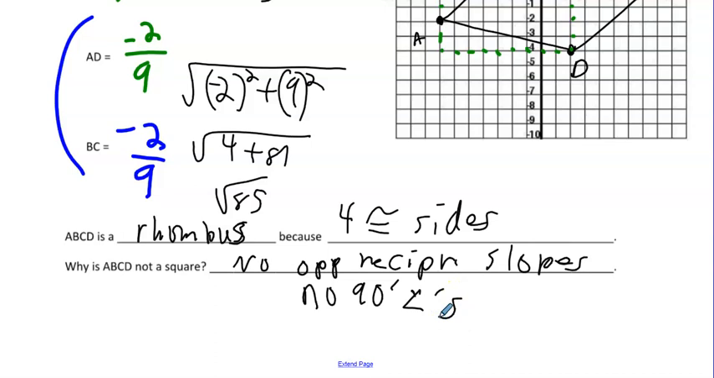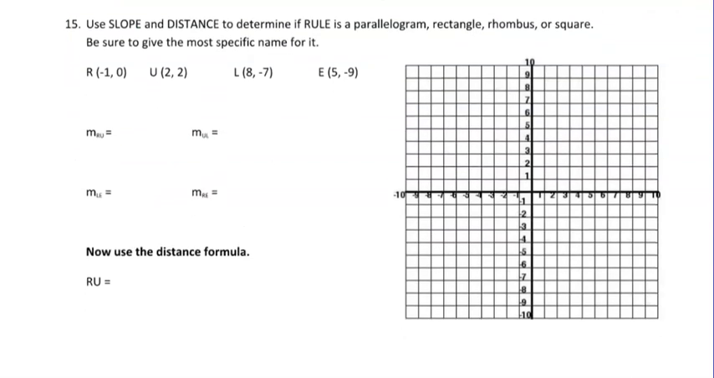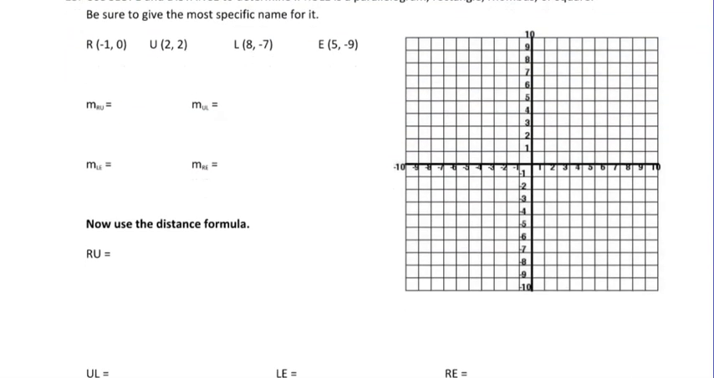Last one. Okay, let's plot this one carefully. -1, 0 is right here. That's R. U is at 2, 2, so right 2, up 2. L: 8, -7 means right 8, down 7. And E is at 5, -9. Certainly it looks like a rectangle, but can't assume anything. So we have to do our slopes and distances.